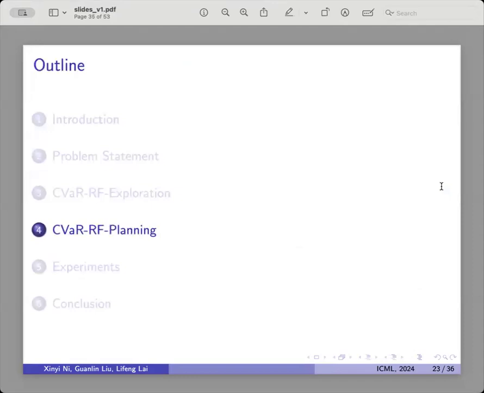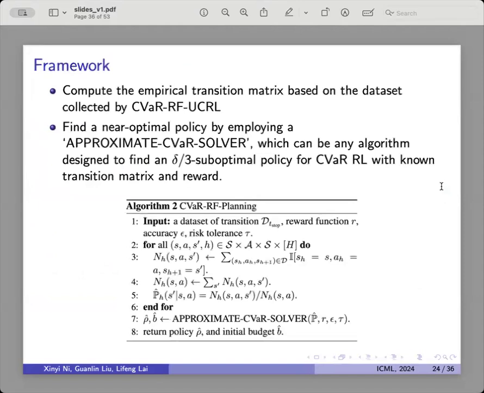And now we are going to introduce the planning algorithm. So the framework consists of the following steps. Firstly, we compute the empirical transition matrix based on the dataset collected by CVaR IF UCRL. And then we find a near optimal policy by employing an approximate CVaR solver, which can be any algorithm designed to find a suboptimal policy for CVaR with known transition matrix and reward. And algorithm 2 here provides an overview of the CVaR IF planning framework.